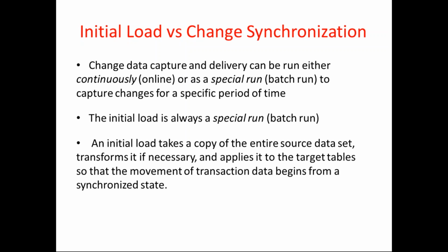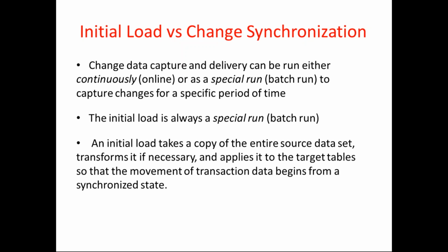Now there are two things which you can do with GoldenGate. One is initial load, and one is change synchronization. Initial load, as I told you, is just picking the data from the database and sending it to the target. Change synchronization is picking from your redo log files. The initial load takes a copy of your entire source data sets, transforms it if necessary, and applies it on the target tables. So the movement of transaction data begins from a synchronized state. And change data capture is capture from your log files.